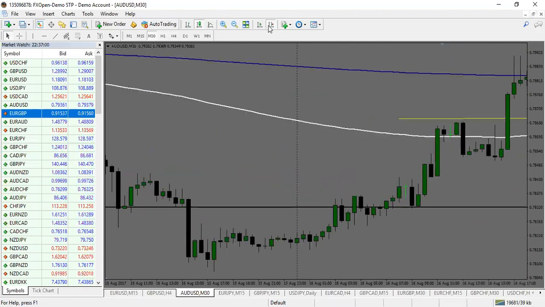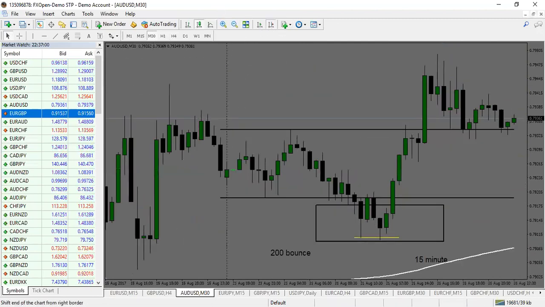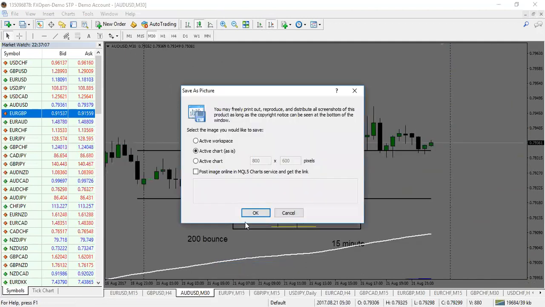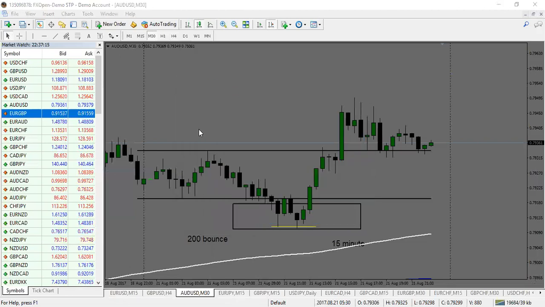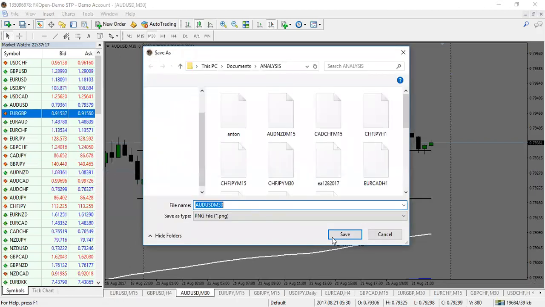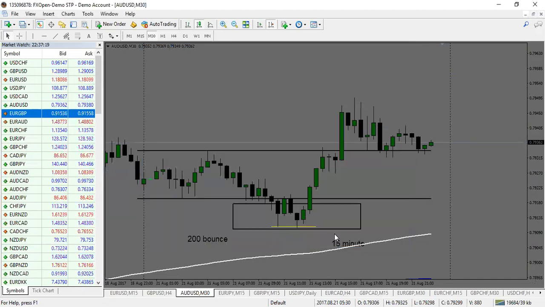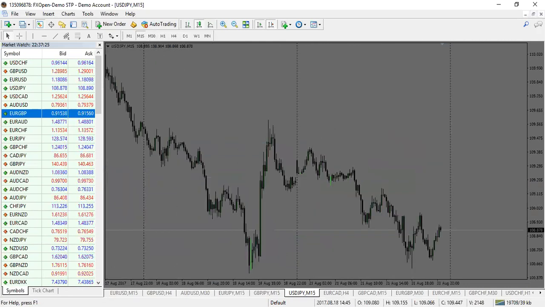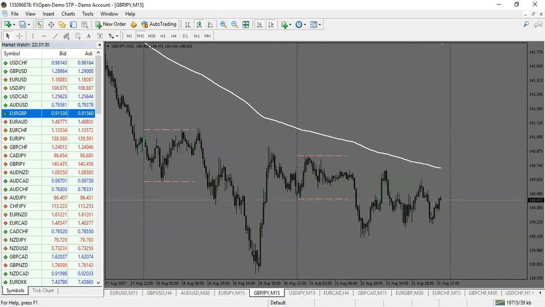Right. So I'm not sure you guys should know how to save the images, but if you don't, right click, save as picture, and then click on active chart as is, uncheck post image online, and just click OK. It's just going to ask you where you want to save the picture and stuff like that. So you just click on that, and then it should be saved up there. Okay, everybody's with me.